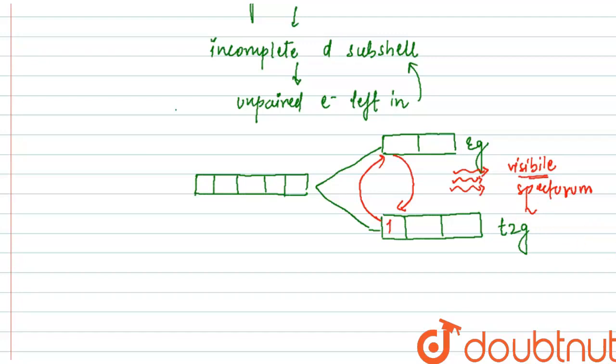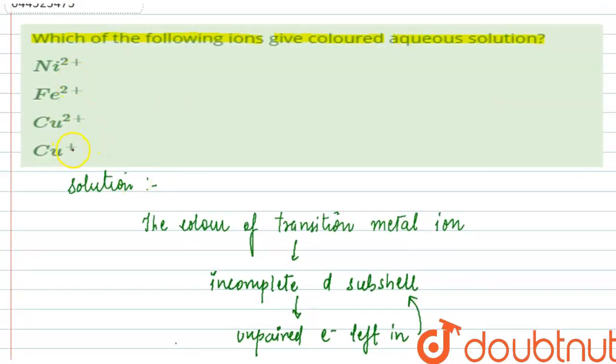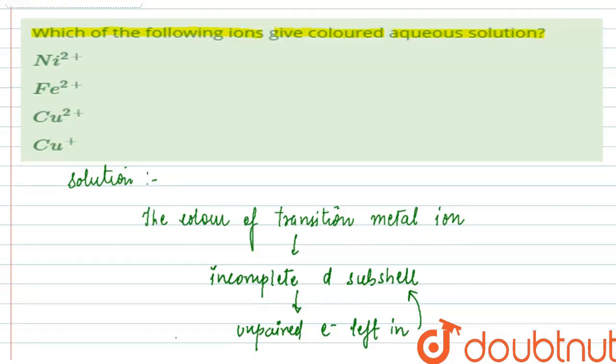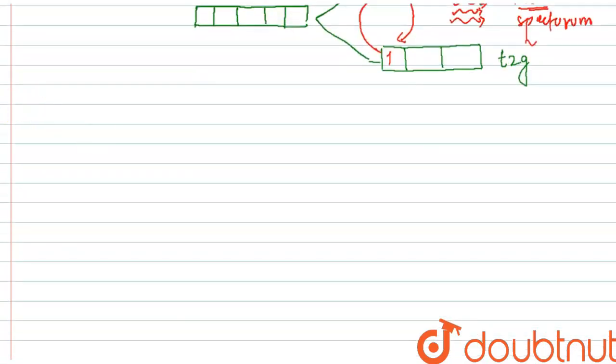Now here in our question we only have to find out, for all the ions that have been given here, which of these ions have unpaired electrons in their d subshell. If they will have unpaired electrons left, they will show some sort of color, and if they don't, they will not show any color. So let us look at them one by one and try to understand them.